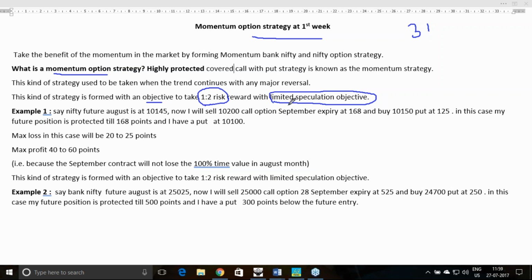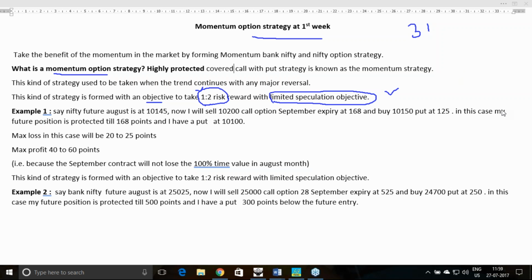So your objective is having two clear ambitions. One, you should do limited speculation, meaning 5-10 days I will be waiting, then only I may think of some little bit of oscillations. And my objective should be: if I am putting 1 rupee at risk, I should earn 2 rupees. So this would be the objective of the strategy formation.